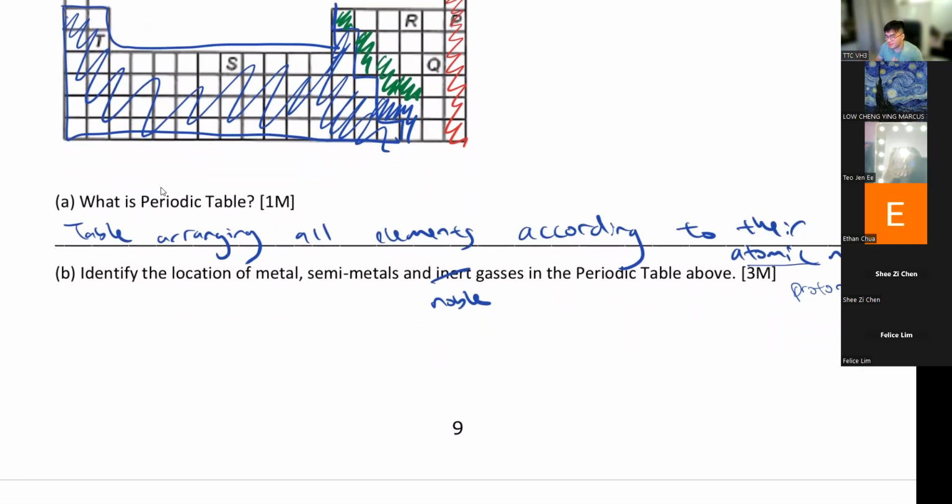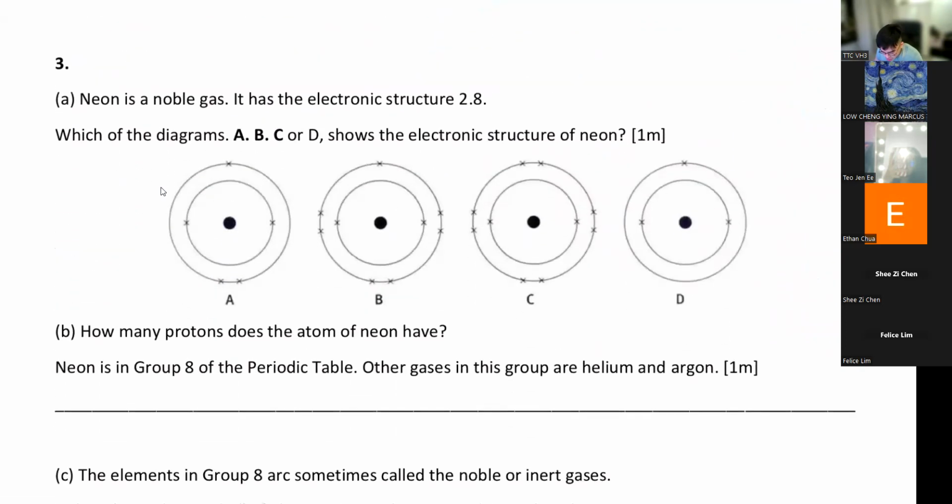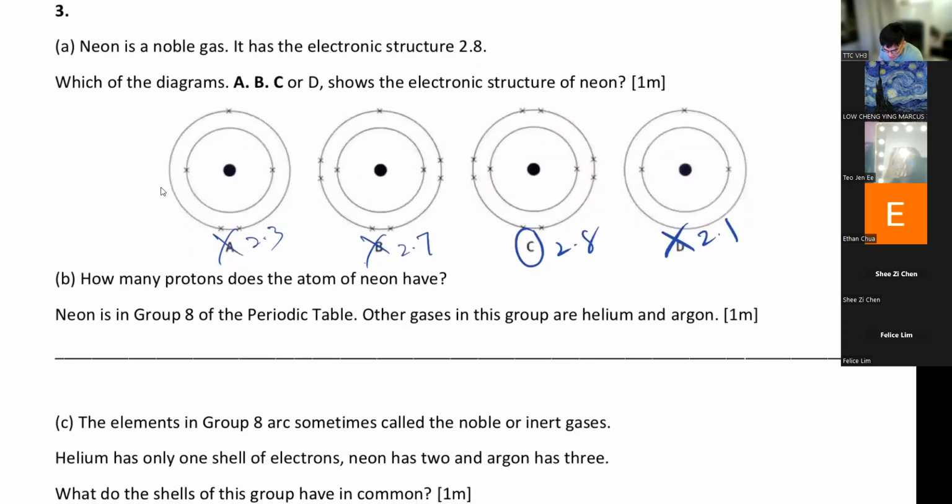Okay, that's how I remember. Anyway, so number 3. Neon is a noble gas. It has the electronic structure 2.8. So which is the electronic structure of neon? Wow, this is so easy. This is 2.3, so this is out. This is 2.7, also out. 2.8, this is it. 2.1, this is out. Okay, you don't tell me you don't know how to count this. If you cannot count crosses or circles, then I worry for you.